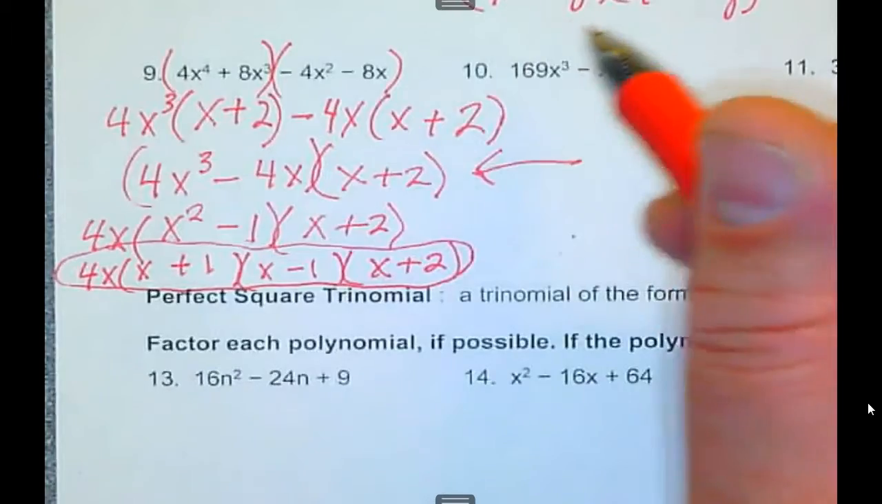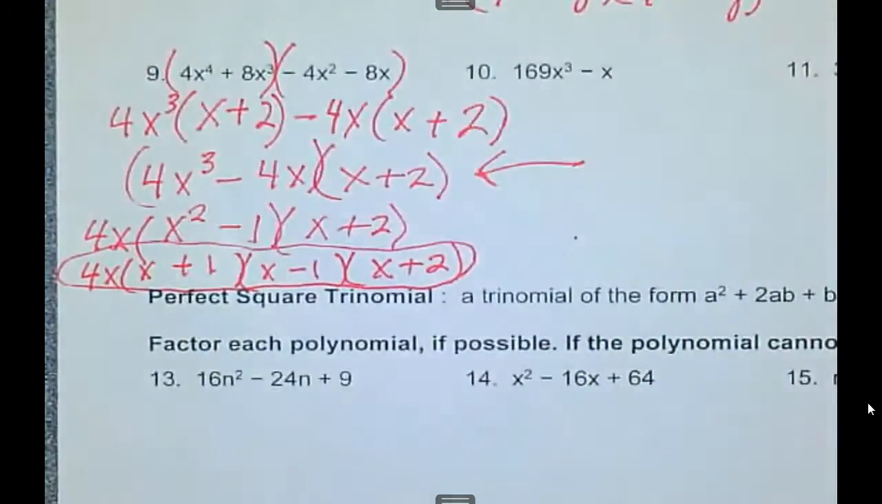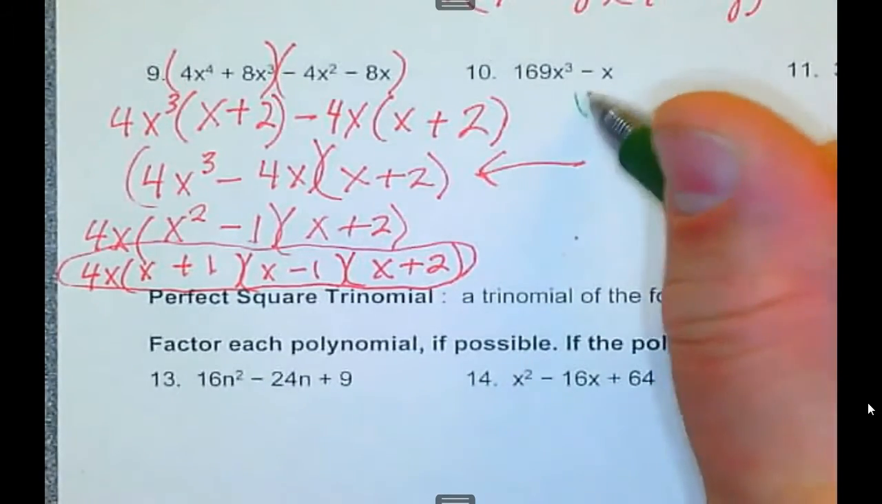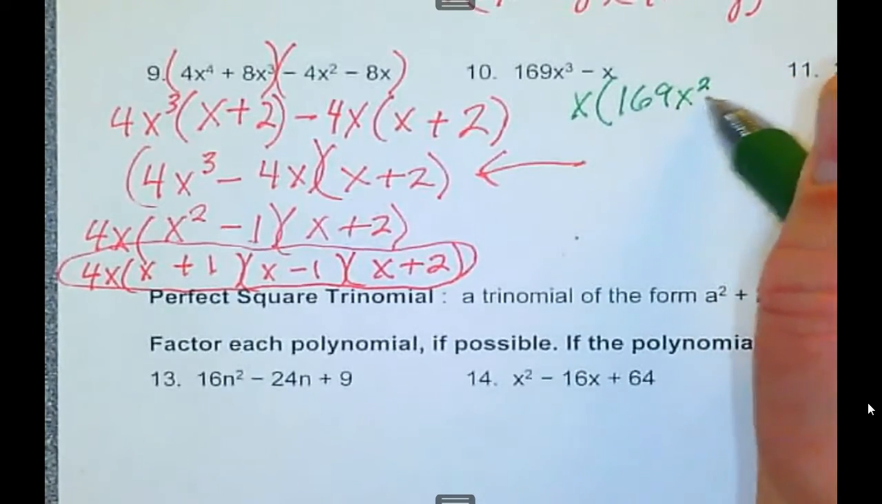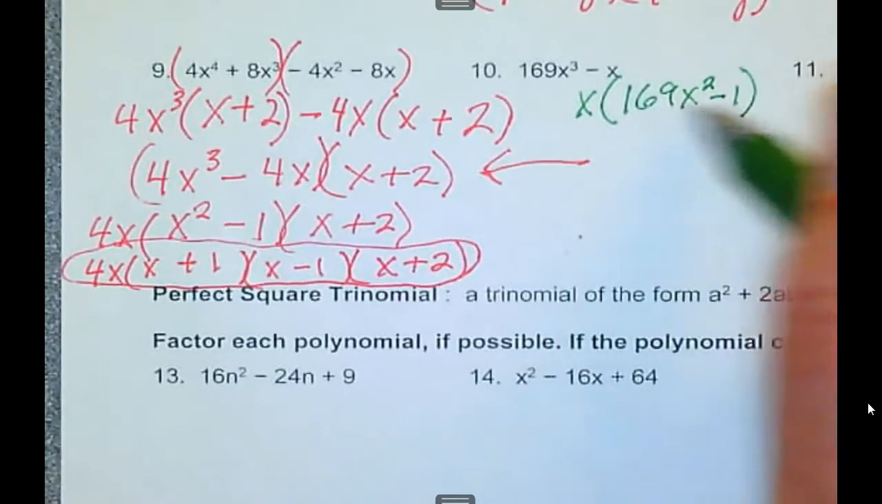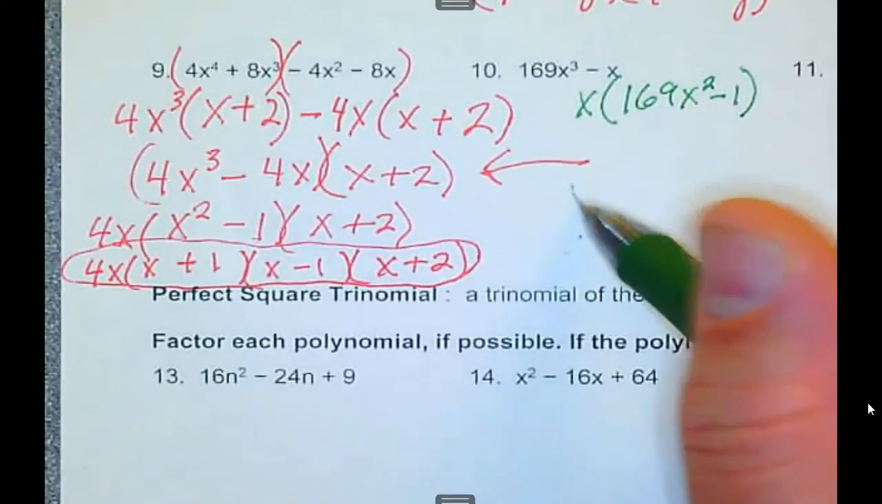169, by the way, 169 is 13 squared. Right? Yep. So you would have to take out an x. You get 169x squared minus 1. Then this is a difference of squares. So I get x.